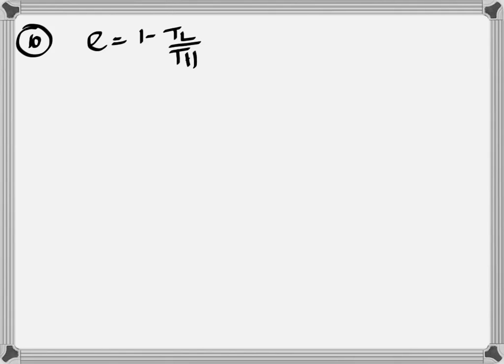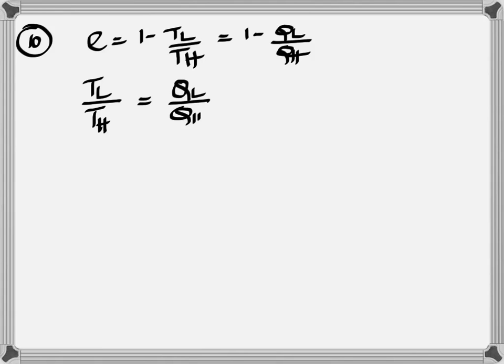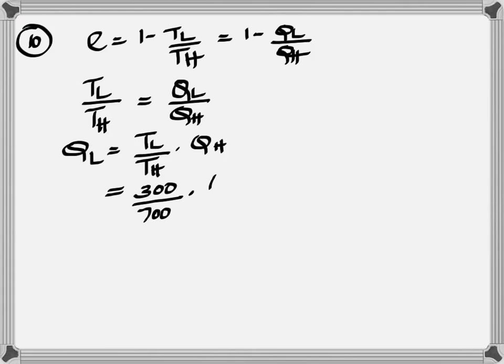The 10th one is you're given the temperatures and the quantities of heat taken in. You have to find out how much is given out. So just know that TL by TH would be equal to QL by QH because of the two formulas for efficiency. Rearrange QL and make it the subject and calculate. Remember, this is still in kilojoules, so the answer will be in kilojoules.